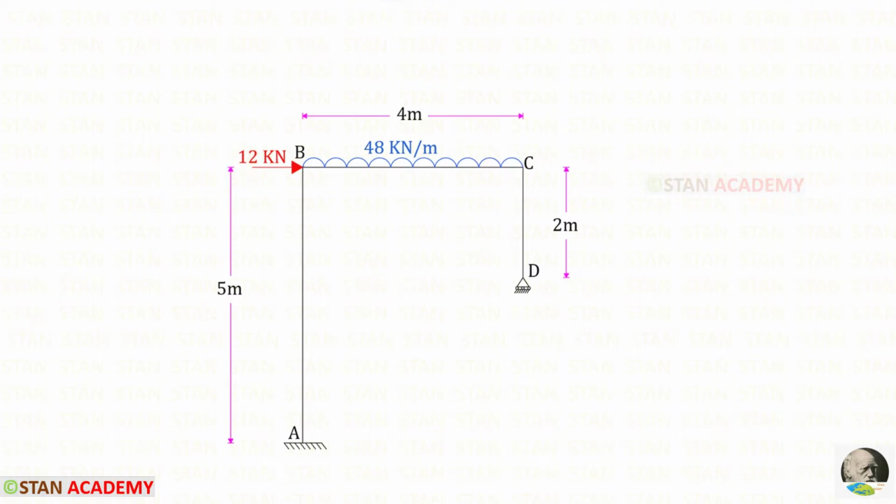The height of column AB is 5 meters. The height of CD is 2 meters. And the length of BC is 4 meters. At point A, there is a fixed support. And at point D, there is a roller support.